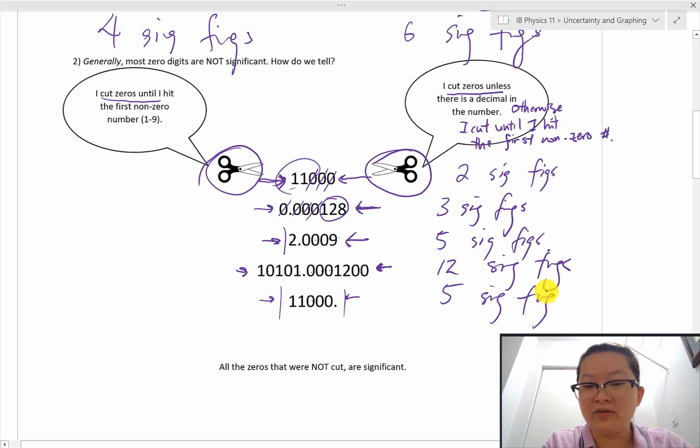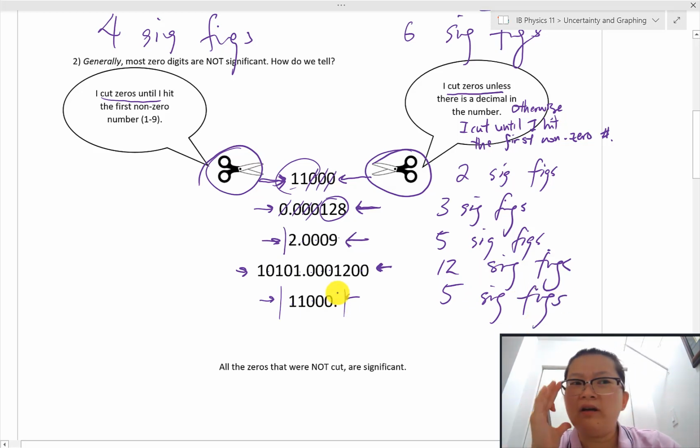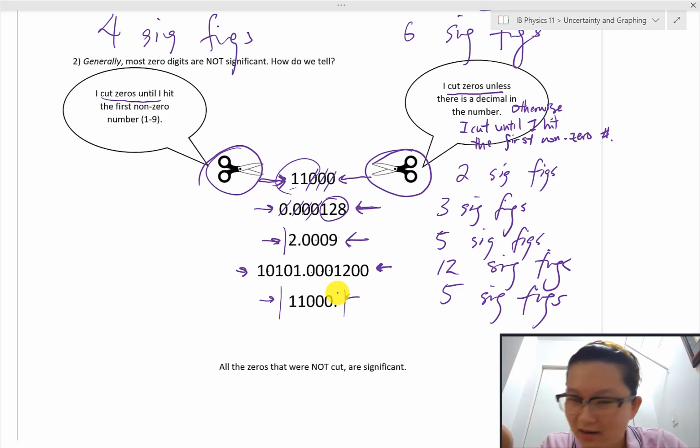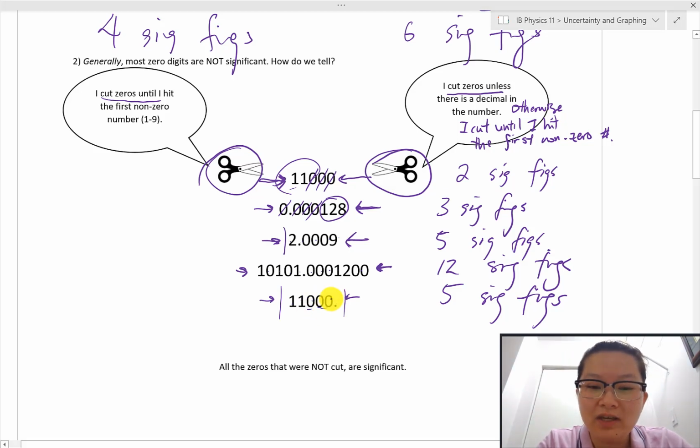You might have been thrown off by that decimal there. You might be thinking, well, hey, why is there a decimal? It's not necessary to put a decimal there. And that is why it makes all these little zeros significant in comparison to that first example we saw.